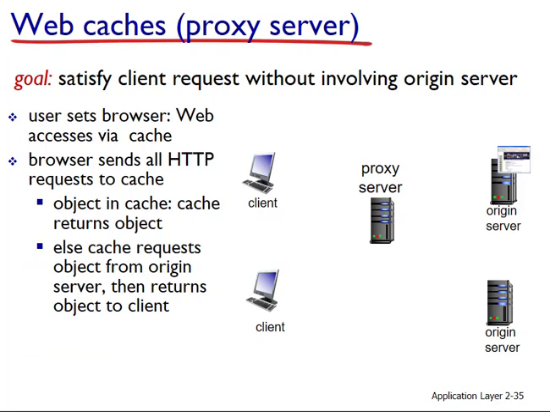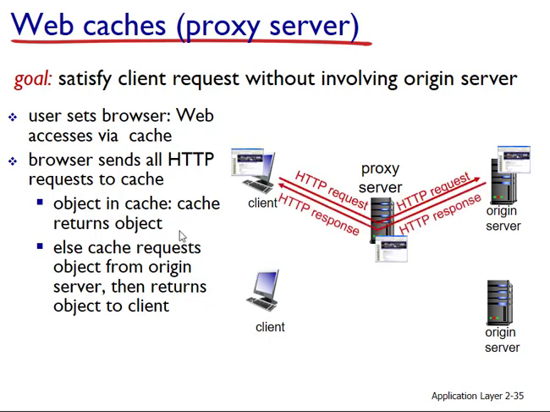A web cache, also called a proxy server, is a network entity that satisfies HTTP requests on behalf of the origin web server. The web cache has its own storage and keeps copies of recently requested objects in storage. Once a browser is configured, each browser request for an object is first directed to the web cache.